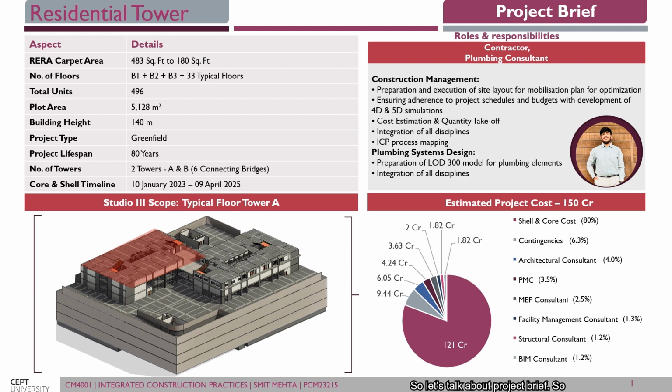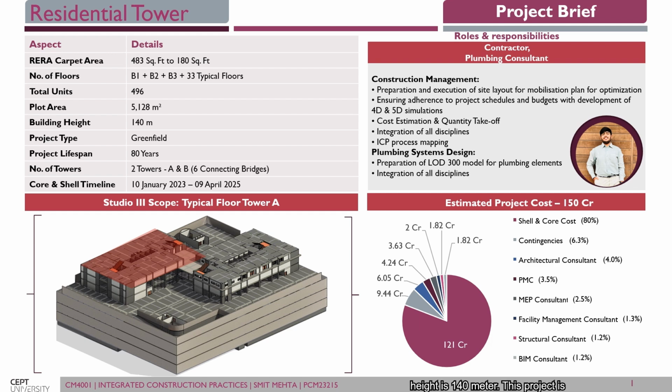So let's talk about the project brief. This project is located in GIFT City and has a plot area of 5128 square meters. The total number of units is 496. The project has 33 typical floors with basements 1, 2 and 3. The project type is greenfield and the building height is 140 meters.